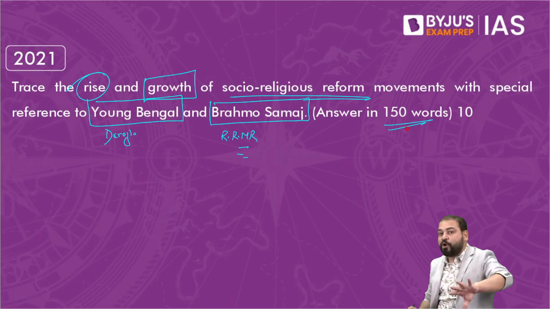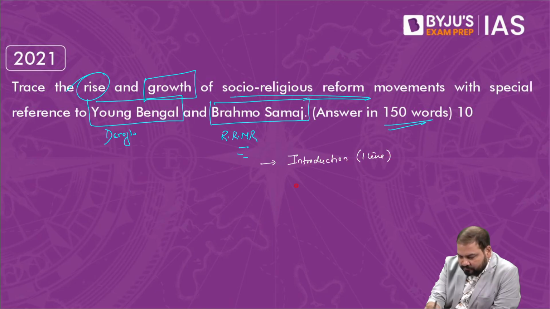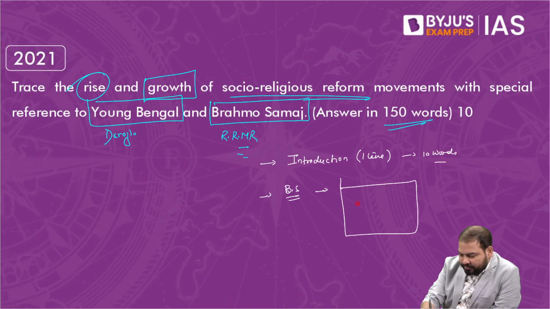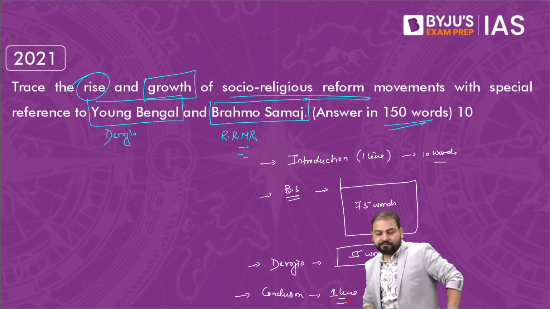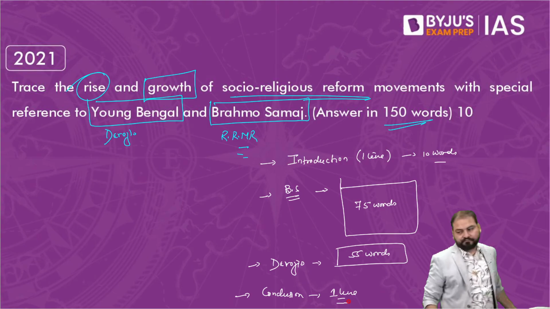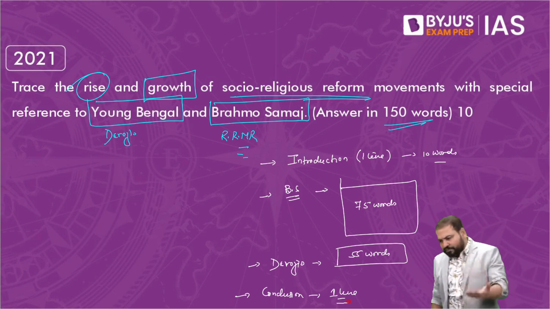Now, I'm not giving you points here. Now listen to me. The structure of this answer will be: one line introduction, then Brahmo Samaj. Let's say this one line is 10 words. On Brahmo Samaj, I will give 75 words. I'll come to Derozio, give him 55 words, and then give a one line conclusion. Everyone, do you see how I will do it? Each one of you, can you see how I'll do it? Now, please understand, they both are Bengal movements.